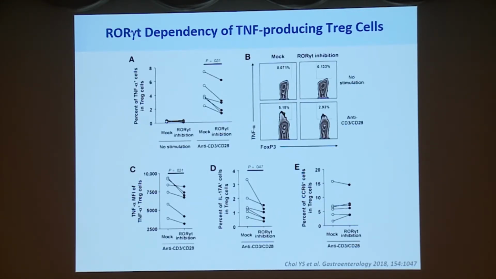So with this data, we wanted to modulate the function of these TNF-alpha positive Treg cells. Because they have upregulation of ROR gamma T expression, we used a ROR gamma T inhibitor. There are some pharmacologic inhibitors for ROR gamma T, not yet clinically approved, but we can use those inhibitors for in vitro experiments. By applying this ROR gamma T inhibitor, we could downregulate the TNF-alpha production from Treg cells. And not only TNF-alpha production, but also IL-17A production could be down-modulated by this ROR gamma T pharmacologic inhibition.